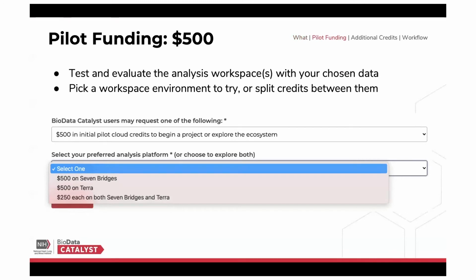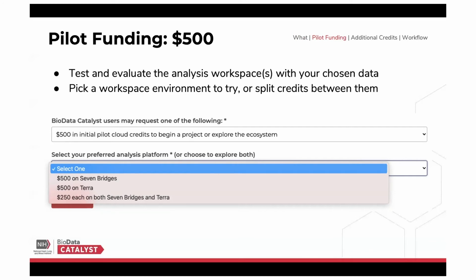So new users of BioData Catalyst may apply for an initial $500 in cloud credits, which we refer to as pilot credits. And many analyses can be completed for that amount or less. If you have a bigger research project, you may use the $500 in cloud credits to test and evaluate BioData Catalyst for your research needs. For example, piloting pipelines on smaller samples and estimating how much full analyses will cost.